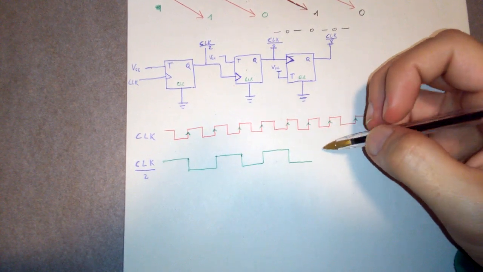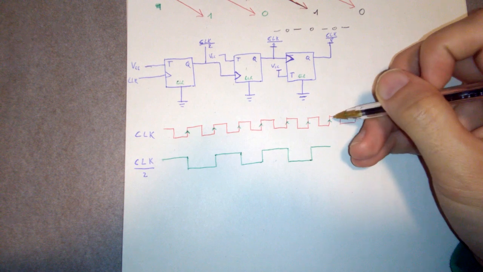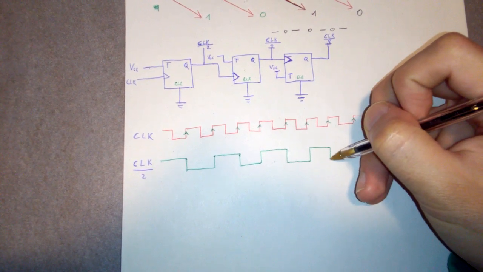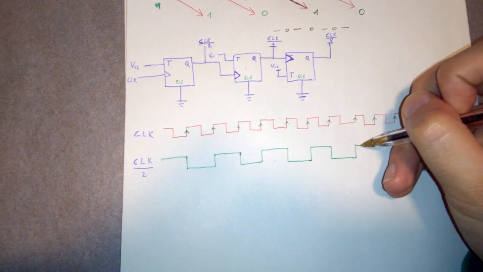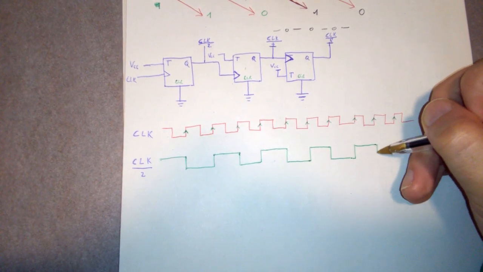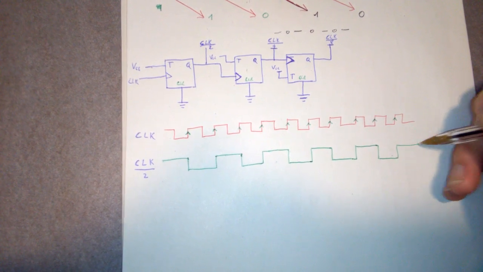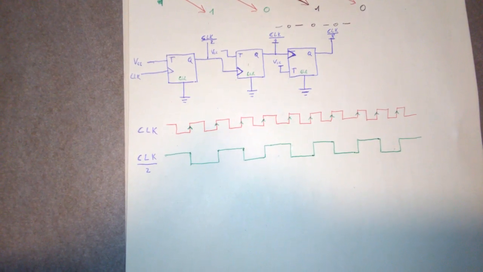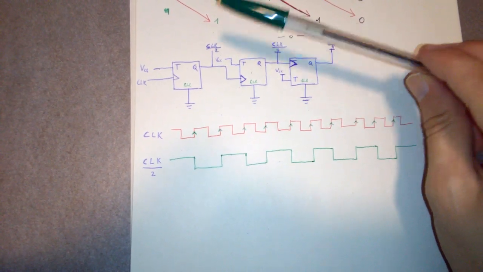Yeah, all the way to here where it goes high again, all the way to here where it goes low again, all the way to here where it goes high again, all the way to here and it goes low again, and again, and then it stays high. So this is basically the output of the clock over 2.